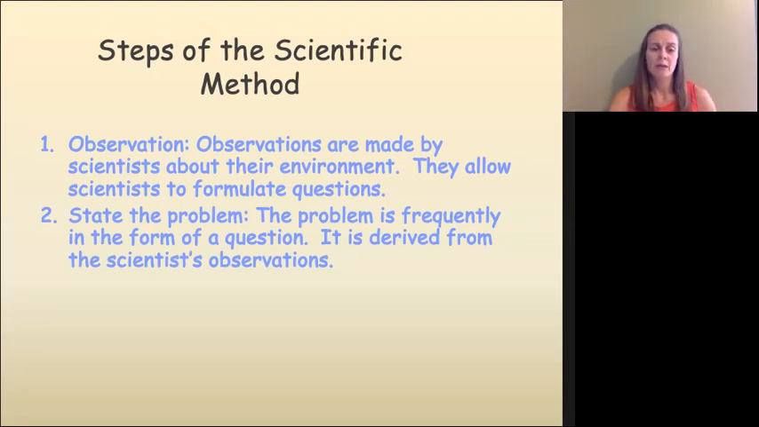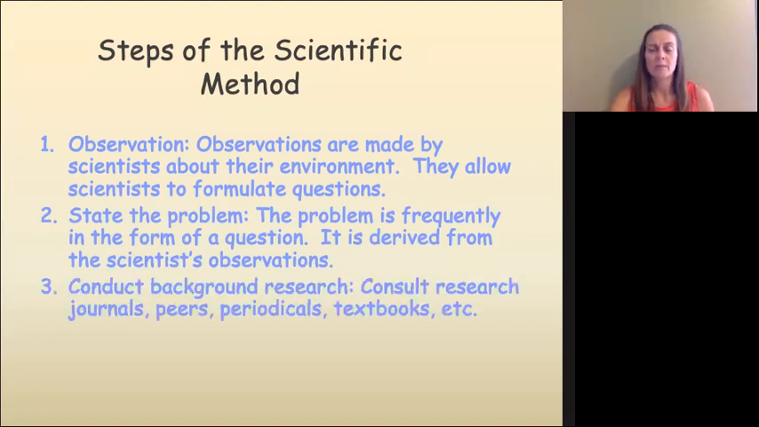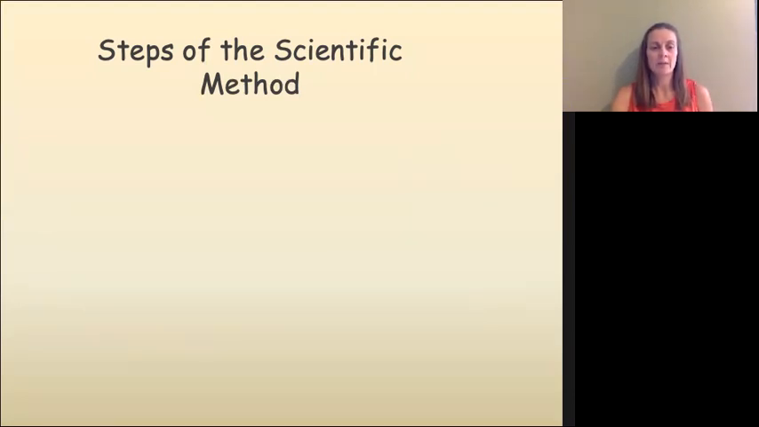Now, once we've made our observation and we've stated our problem, we're going to do some research. This doesn't mean that we're going to Google it. It doesn't mean we're going to go to Wikipedia. It means that we're going to consult research journals. Maybe for something as simple as the aloe plant, we are going to consult the internet. We are going to ask our peers. But more often when we talk about background research, we're talking about periodicals, particularly peer-reviewed journals. We're talking about textbooks. We want to make sure that we are using reputable sources.